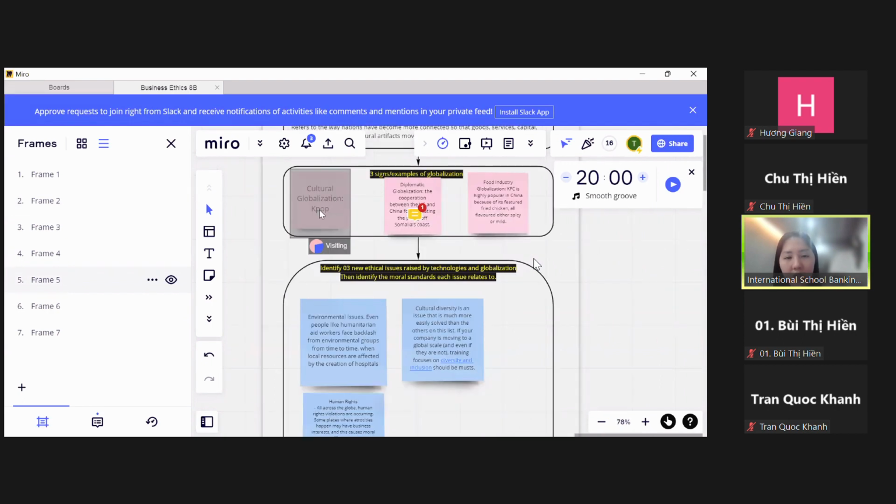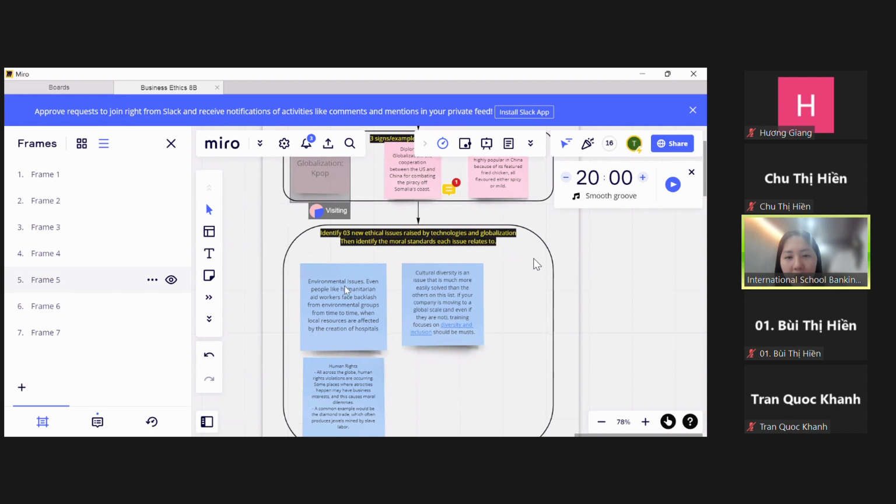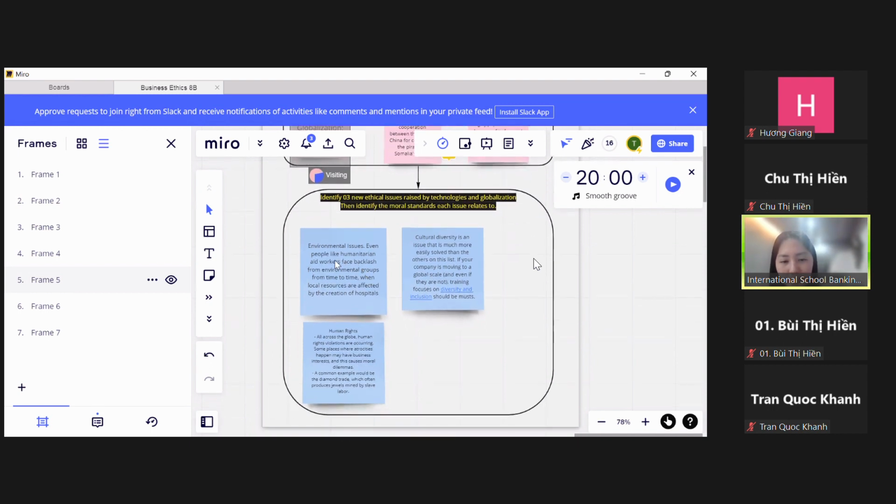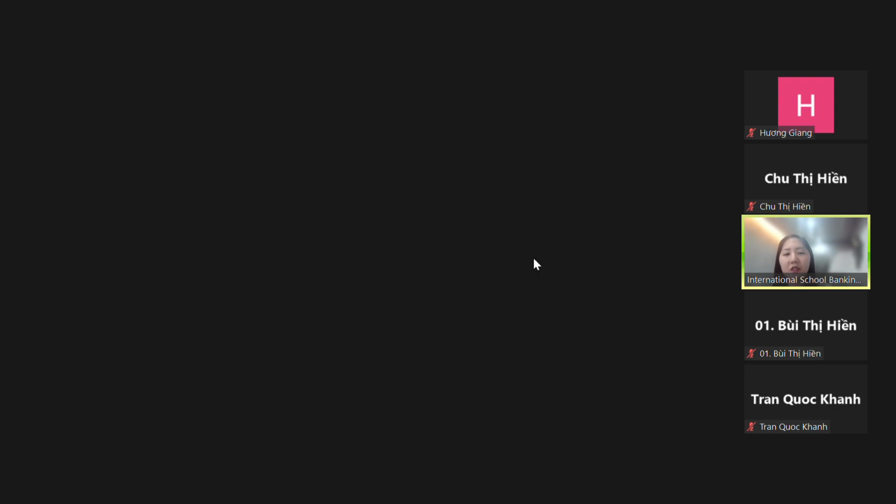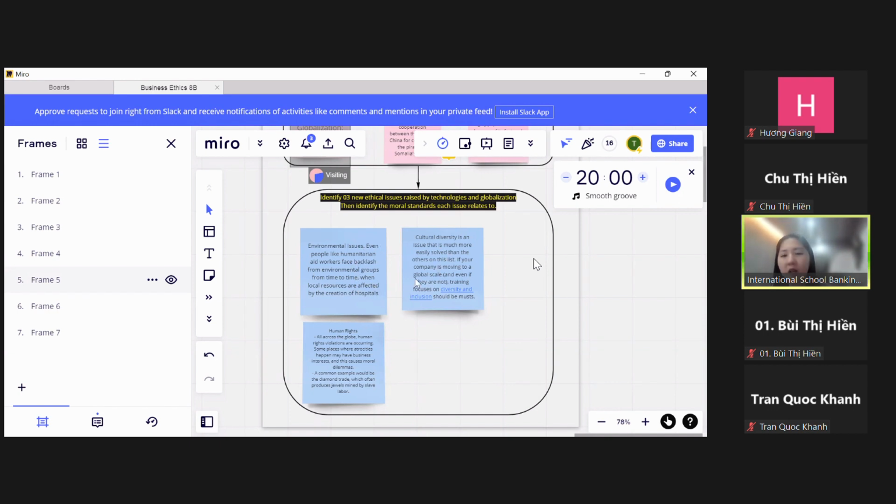Cultural organization, K-pop, okay, good one. Diplomatic globalization. Okay, the cooperation between US and China, very good one. Food industry, globalization, KFC, okay. You have very good examples right here. Let's look at three ethical issues. You come up with environmental issues. Not very clear for me right here. Okay, so this tool doesn't show any issue. Doesn't show any problem, okay? We want to look for ethical problem.